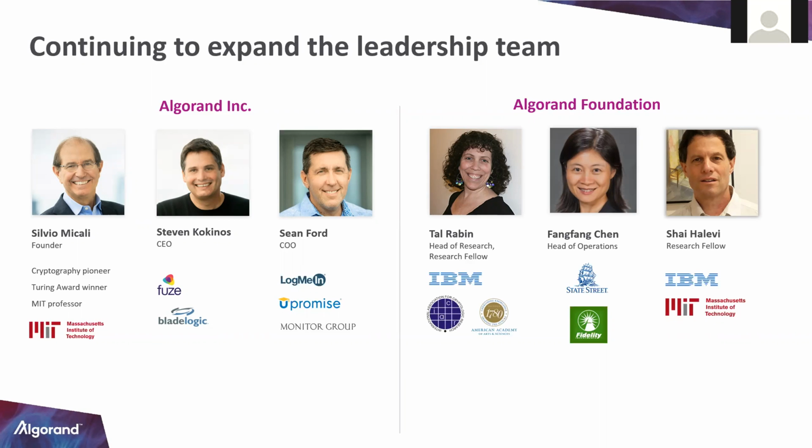Yes, if you know who Tal is, she was at IBM for more than 20 years, and she's really one of the leading figures in cryptography. And we're very happy that we not only moved her, but actually moved the whole crypto group to the Algorand Foundation. And then the head of operations of the foundation, Fang Fang, joined Algorand in June. Before that, she was the chief operating officer of State Street in Asia, and she has been in the finance domain for many years.